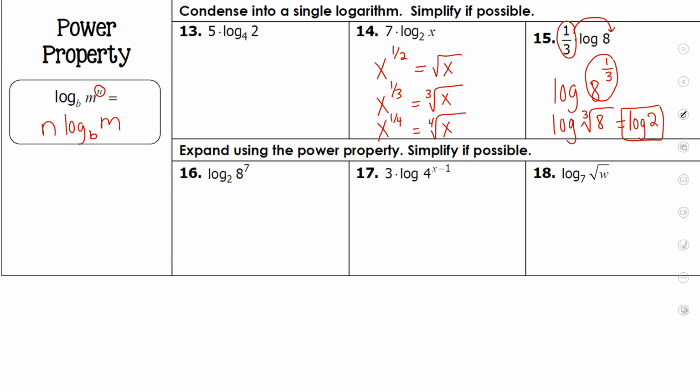Okay, let me do number 13 with you just to make sure this sinks in. This coefficient will become the power. So this will be log base 4 of 2 to the 5th power, which is, let's calculate that. 2 times 2 times 2 times 2 times 2. Good, so 32.